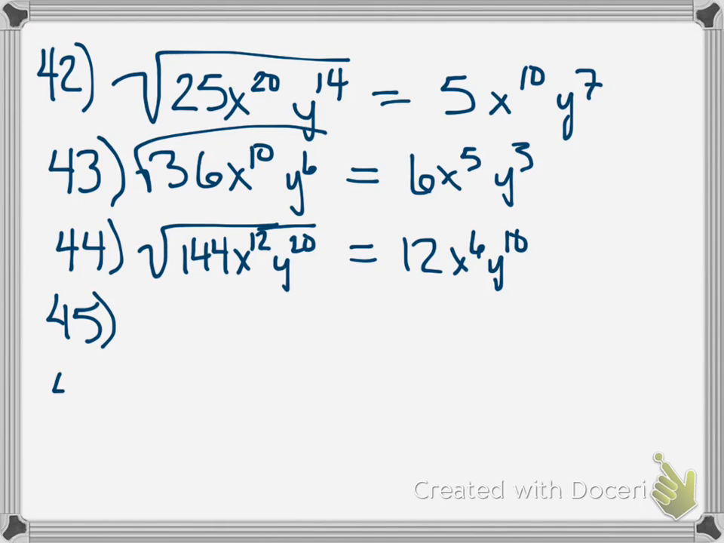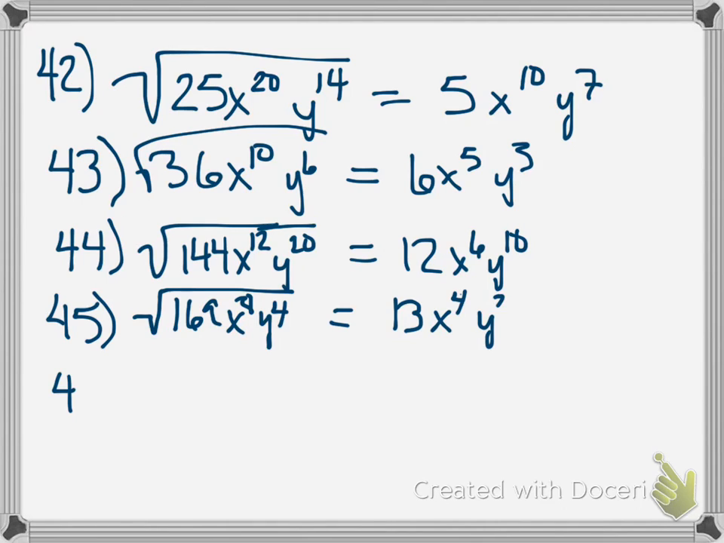Okay, now look at 45. And 45 says square root of 169 x^8 y^4. Again, square root of 169 is 13. 8 divided by 2 is 4. 4 divided by 2 is 2. And there's your answer for that one.